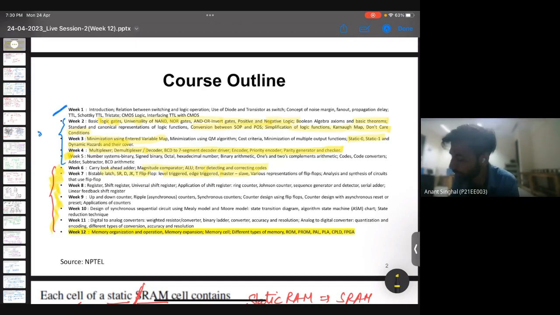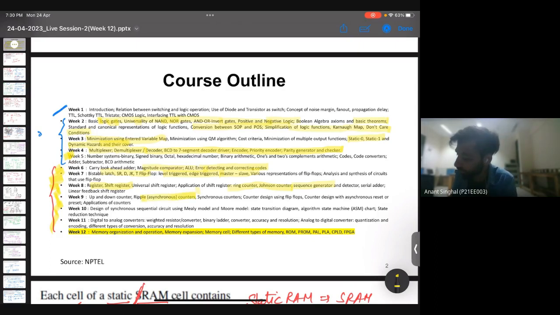Then week 8 includes the synchronous registers, which I have already covered, which are the shift registers. Johnson ring counter are the most important ones. Then sequence generation. Then week 9 is again asynchronous counters. We have covered a lot of questions for the same.